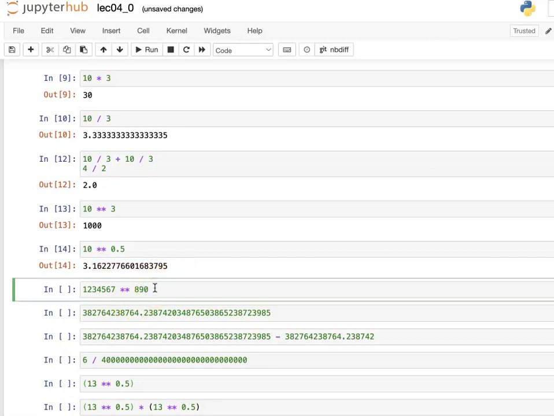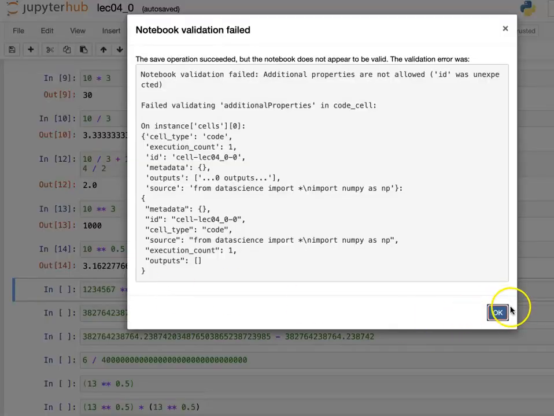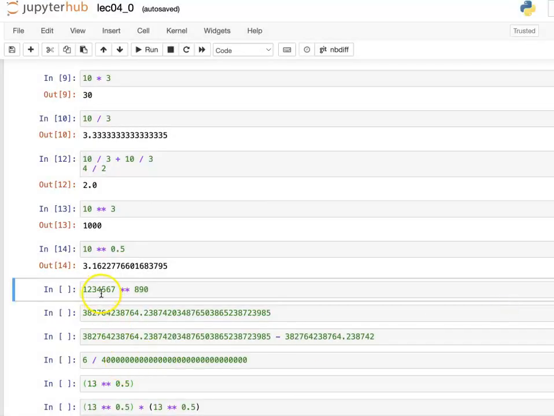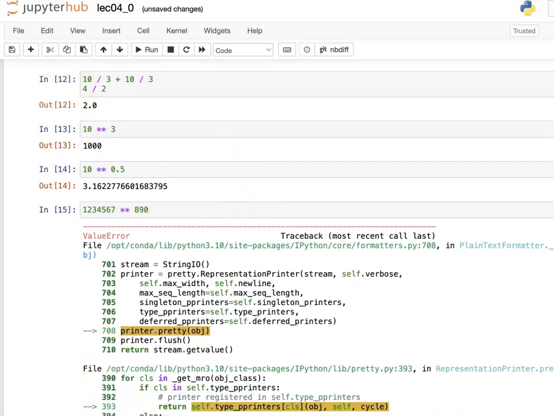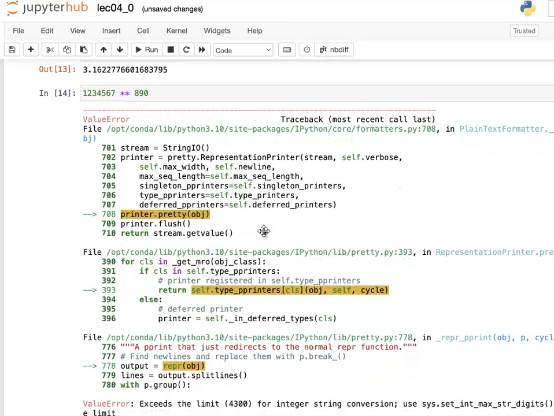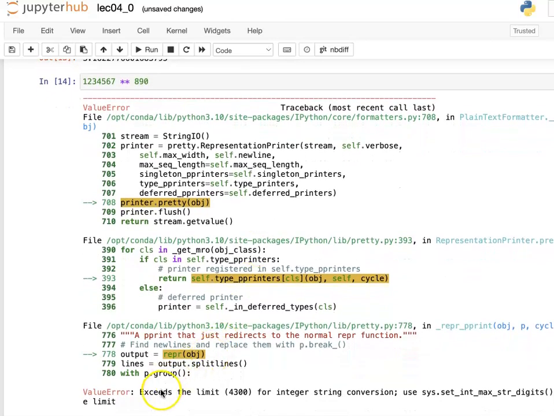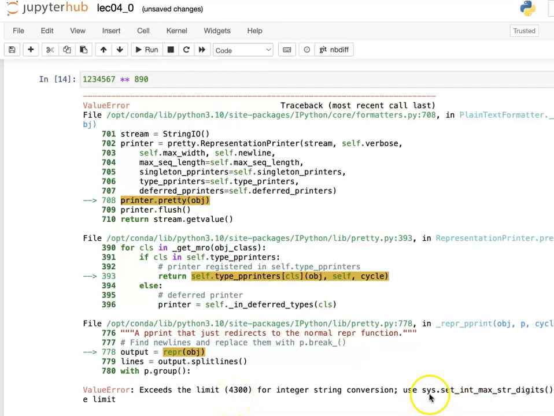But for the whole number part, the integer part, you can see here we have 1, 2, 3, 4, 5, 6, 7 to the power of 890. You see the power, definitely this number is super big. Okay, we got the error. Let's see what the error is. They say it exceeds the limit; the limit for integer digits is 4300. They tell us we can use set_int_max_str_digits.